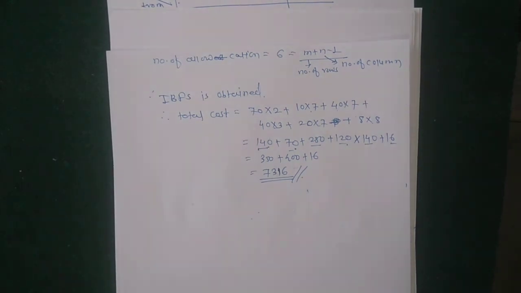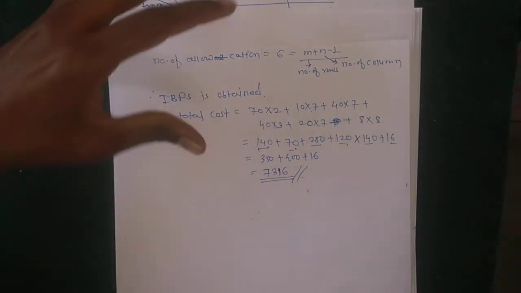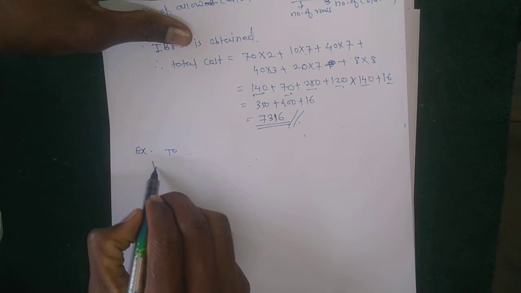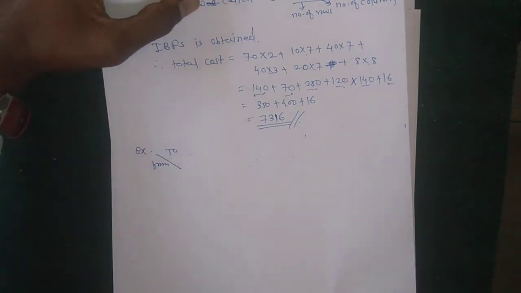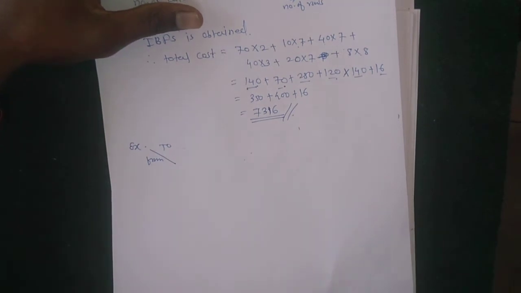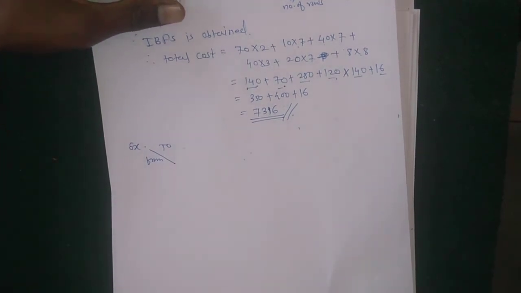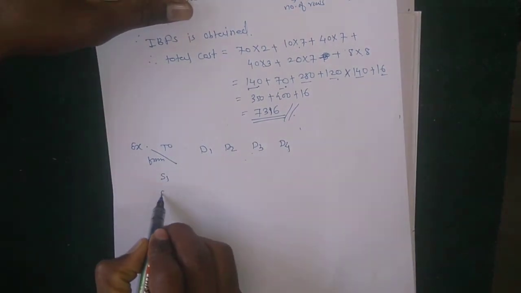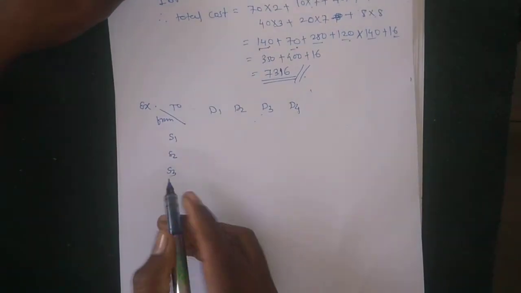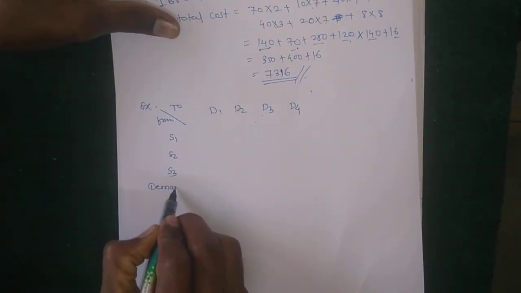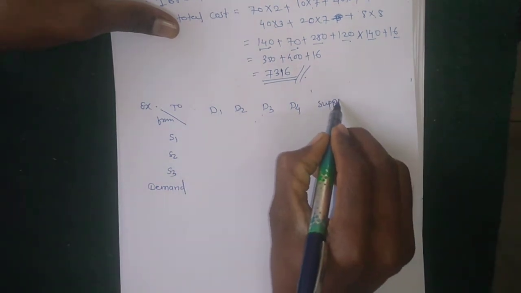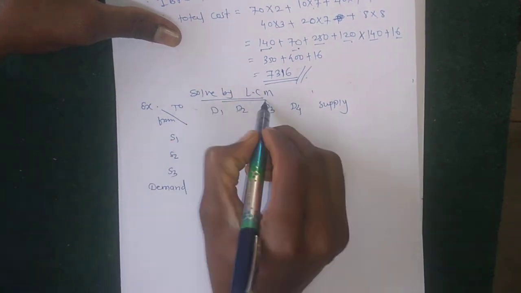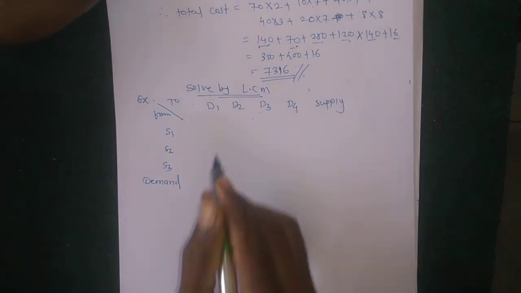In this way we solve another example also. Next example: here given D1, D2, D3, D4, S1, S2, S3, and demand, and here supply. Solve the initial basic feasible solution by LCM.